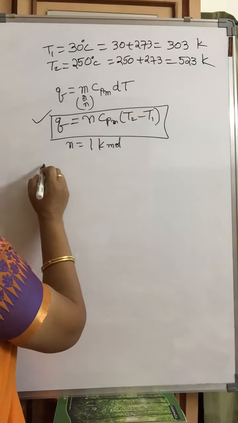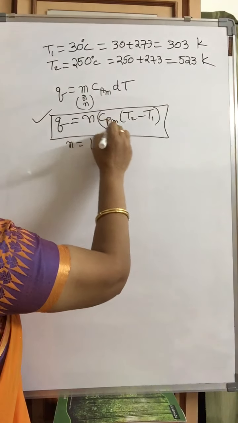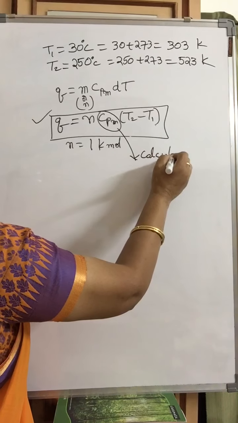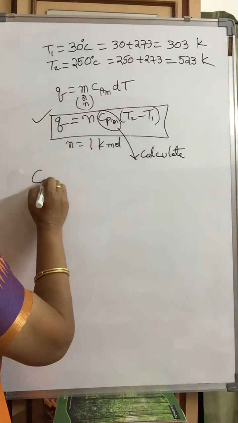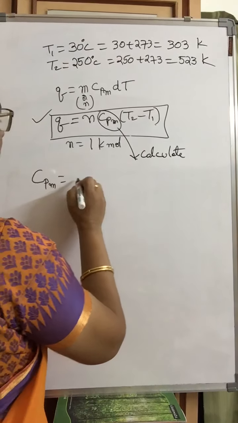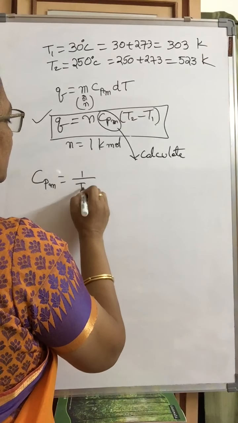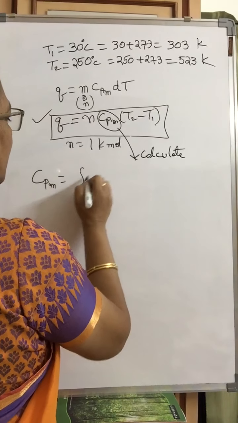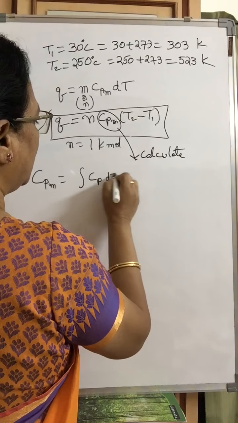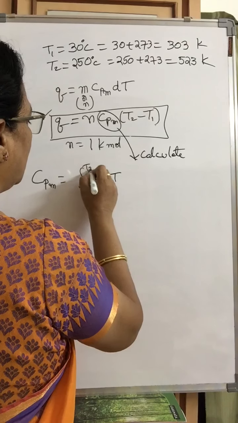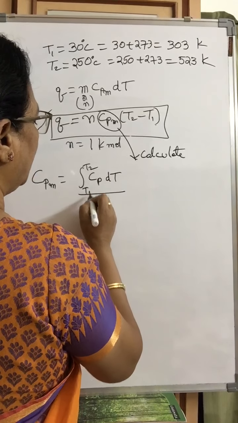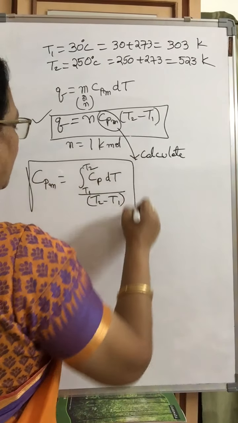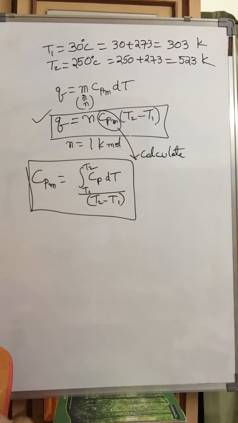So how to calculate Cp mean? Cp mean is equal to the integral of Cp dt from T1 to T2, divided by T2 minus T1. This is the Cp mean calculation.